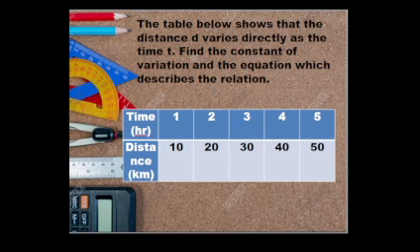So we have our time in hours: 1, 2, 3, 4, 5. And our distance is in kilometers: 10, 20, 30, 40, 50. So what have you noticed with the time? Is it increasing or decreasing? How about the distance? So this is a direct variation because as the time increases, so does the distance.